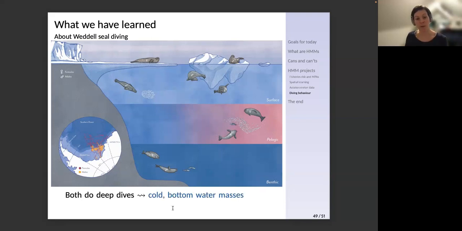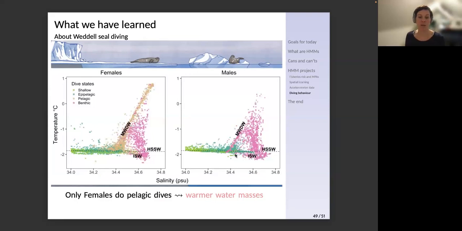We found that both do deep dives into this cold bottom water on the benthic areas, but only females do these pelagic dives into warmer water masses. If you're at all familiar with oceanographic temperature salinity diagrams, this is what this is. You take salinity on the x-axis and temperature on the y-axis. This is the temperature and salinity of the water where the seals are diving, at the bottom of their dives, the deepest point of their dives.